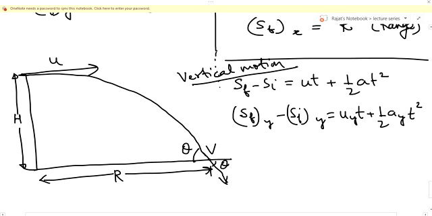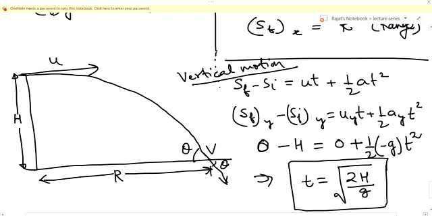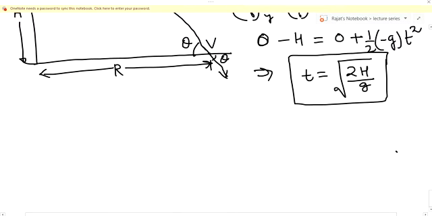Now what is the final coordinate just before hitting? The final vertical coordinate is 0 because it is coming to the ground, so vertical displacement is 0. The initial coordinate is h, so 0 minus h, the initial vertical velocity is 0, plus half acceleration, which is minus g, into t square. So from here I get t is equal to under root 2h by g. This is the total time of flight. This time is valid for the horizontal as well as the vertical direction.